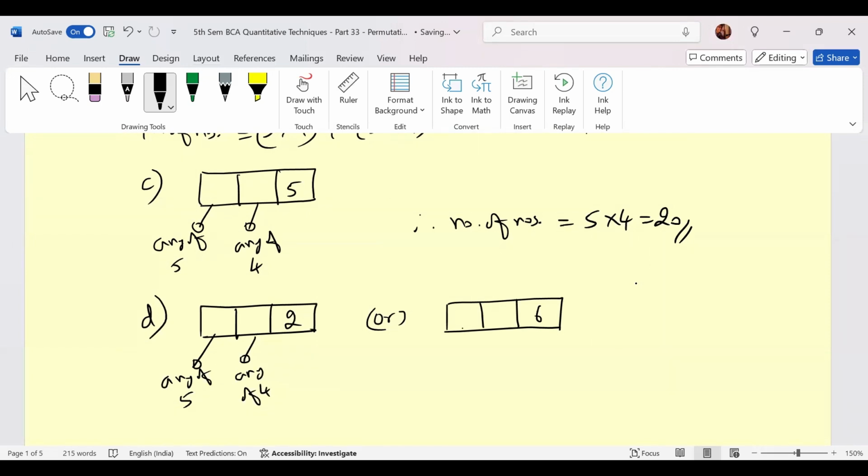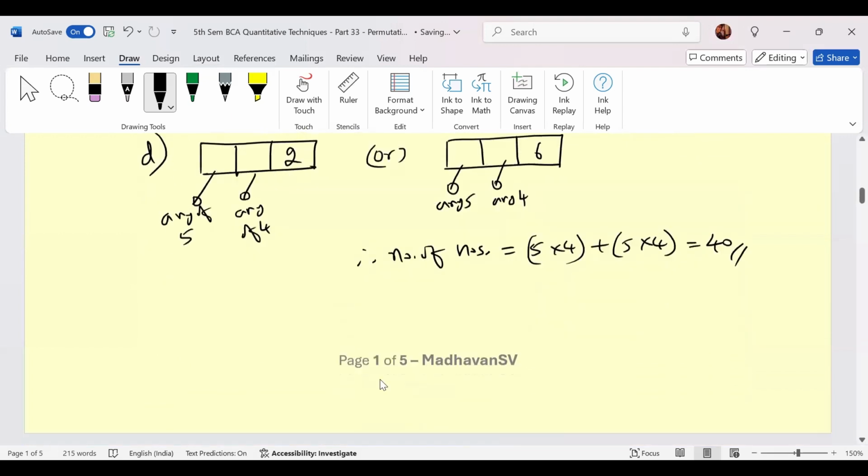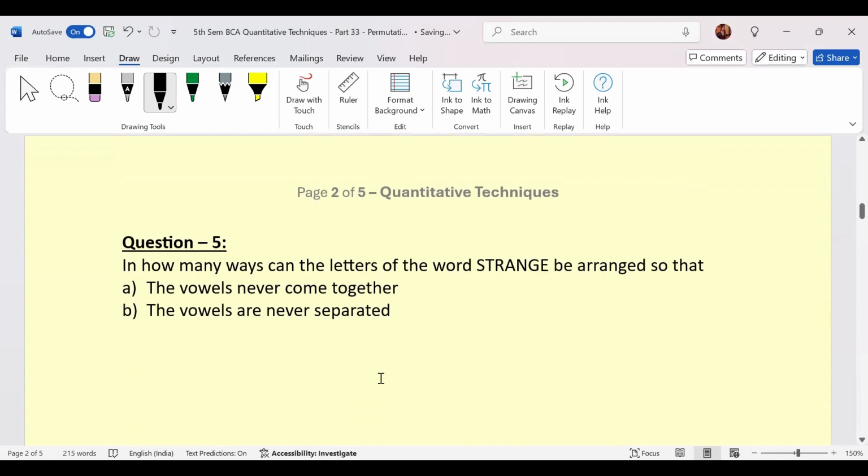Same logic here, any 5, any 4. Therefore, number of numbers is 5 into 4 plus 5 into 4. We get 20 plus 20, 40 numbers. That will be the solution for this. Let us move on to the next question.